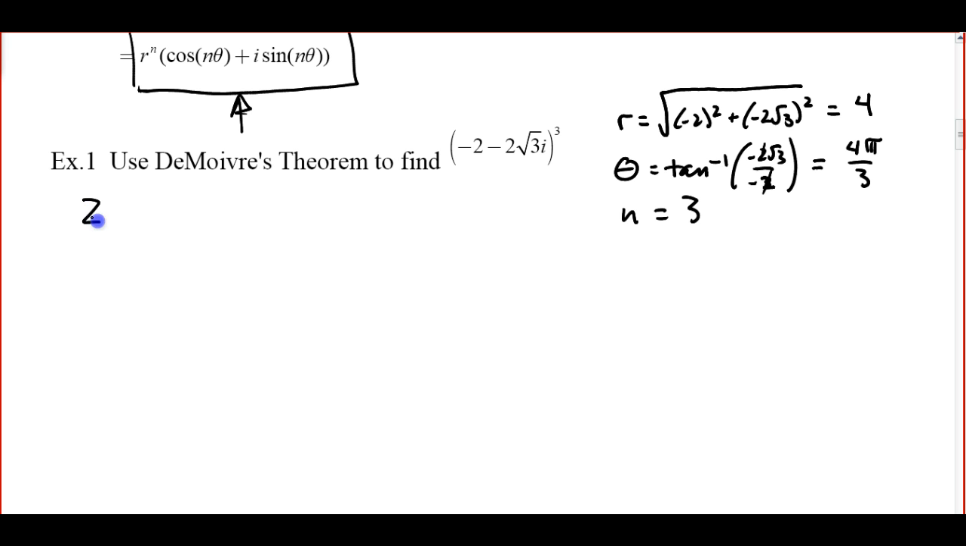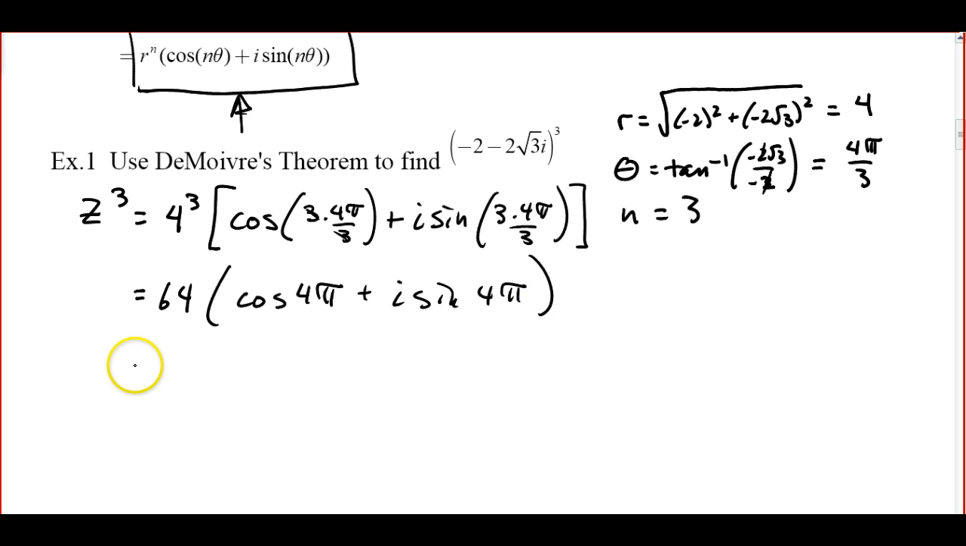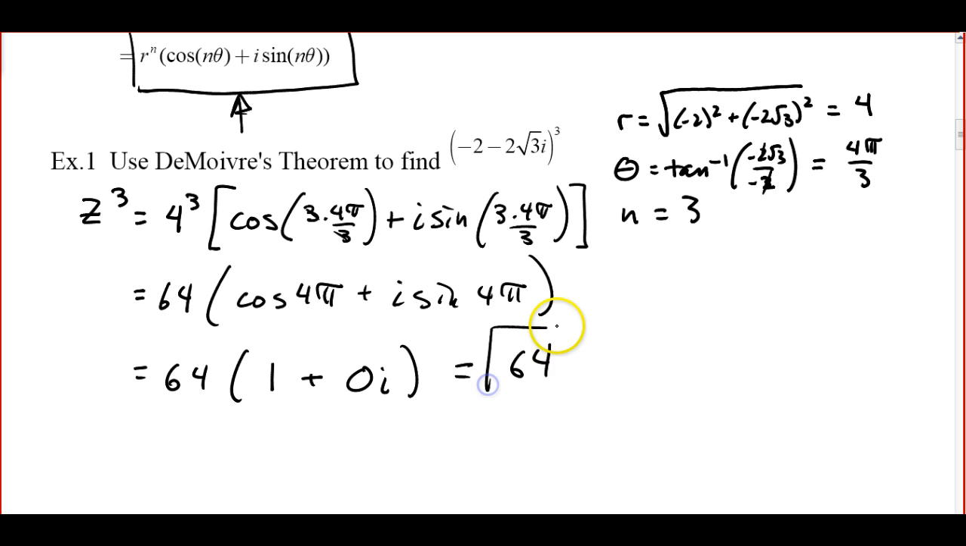So I've got z cubed is going to be 4 cubed times the cosine of n times theta, so that's 3 times 4 pi over 3, plus i times the sine of 3 times 4 pi over 3. And then 4 cubed is 64, and this is the cosine of 4 pi, the 3's cancel, plus i times the sine of 4 pi. This becomes 64 times, cosine of 4 pi is 1 and sine of 4 pi is 0, plus 0i, which just turns out to be 64.